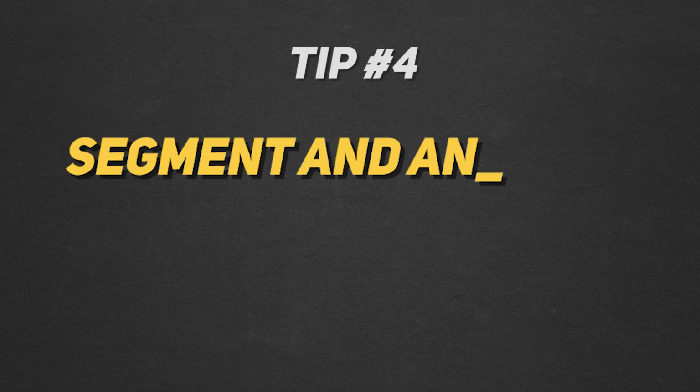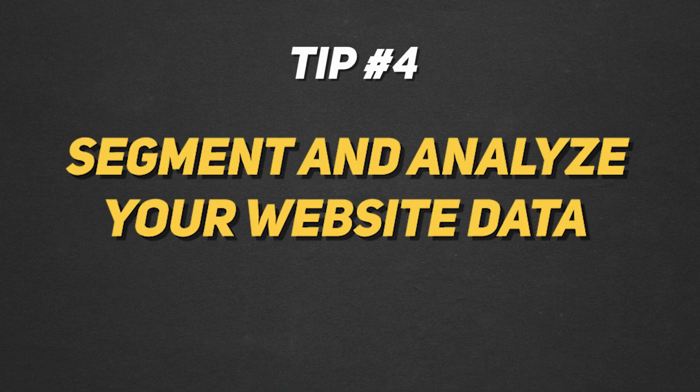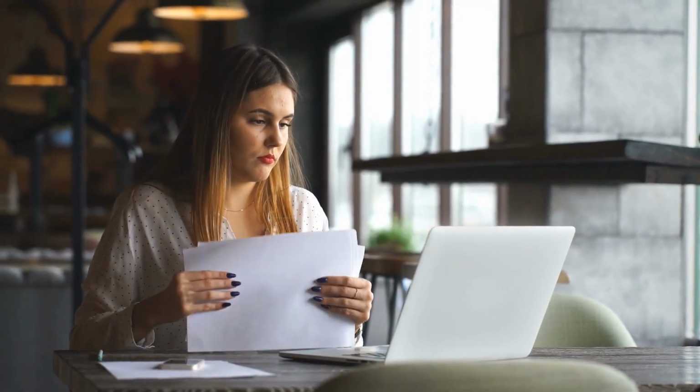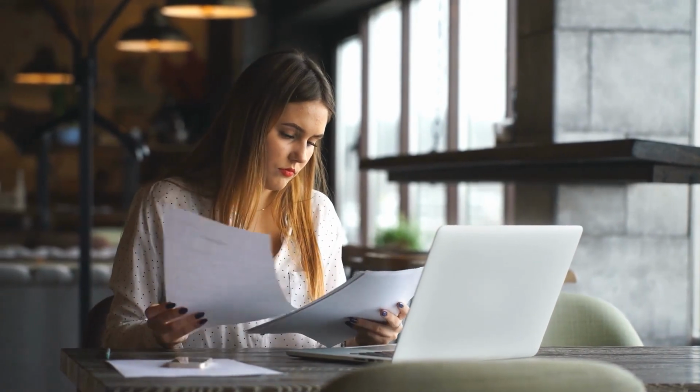Tip number 4, segment and analyze your website data. Segmentation is the process of breaking your data into smaller groups based on specific criteria. By doing this, you gain insights into your target audience as well as their behavior and their preferences. You can start tailoring campaigns so they're more relevant to your target audience's needs and desires. You can separate people based on their interests and preferences, or their location and activity. There are many possibilities you can consider depending on what your business offers.